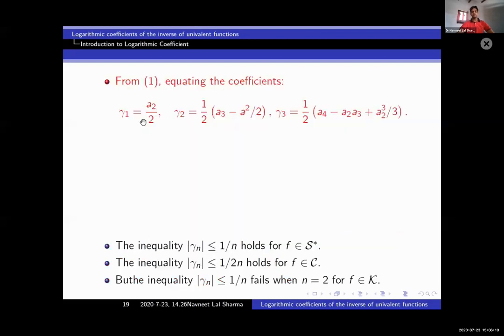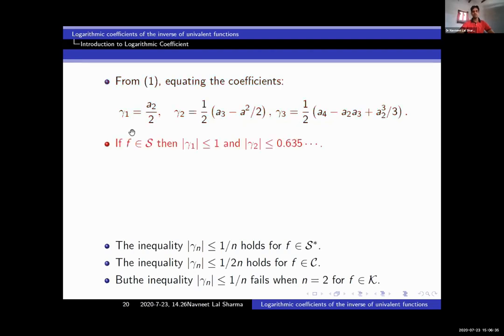First we are comparing the formula: 1/2 log of f(z)/z is equal to summation 2n into gamma n z to the power n. From there we are comparing the coefficients and we found gamma 1, gamma 2 and gamma 3. These are in terms of a1, a2, a3, which are the coefficients of f.